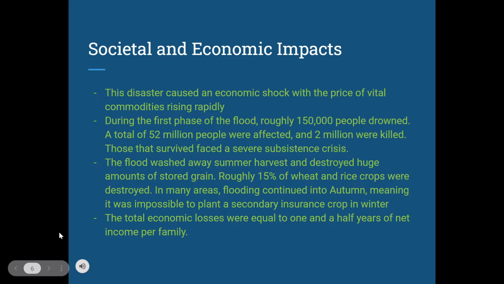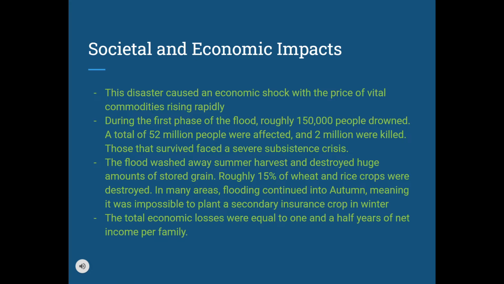This disaster caused an economic shock with the price of vital commodities rising rapidly. During the first phase of the flood, roughly 150,000 people drowned. A total of 52 million people were affected and 2 million were killed. Those that survived faced a severe subsistence crisis.